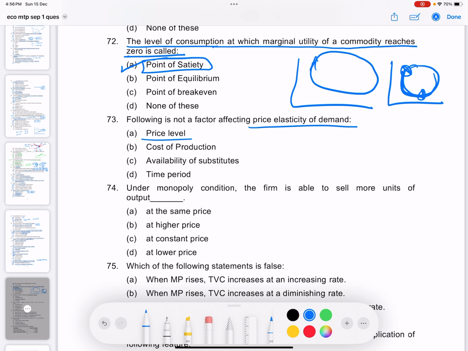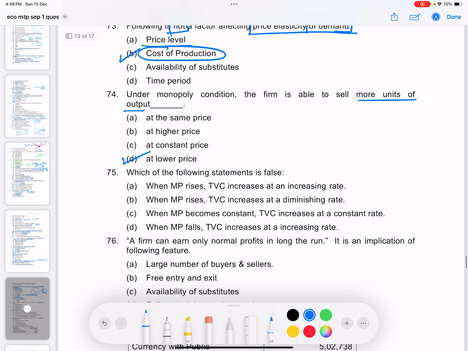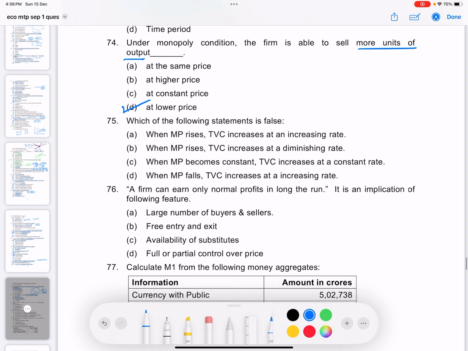प्राइस लेवल तो करेगा। प्रोडक्शन में क्या इम्पैक्ट पड़ रहा है? इट डजेंट इम्पैक्ट द प्राइस इलास्टिसिटी ऑफ डिमांड। डिमांड पे प्रोडक्शन की कॉस्ट का कुछ इम्पैक्ट नहीं पड़ेगा, तो ये हो गया, क्योंकि नॉट अ फैक्टर था। अंडर मोनोपोली कंडीशन द फर्म इज एबल टू सेल मोर यूनिट्स ऑफ आउटपुट, they would be able to sell more units at a lower price only. ठीक है, this is the same question which is being repeated.